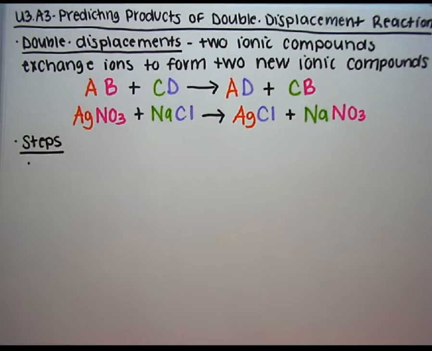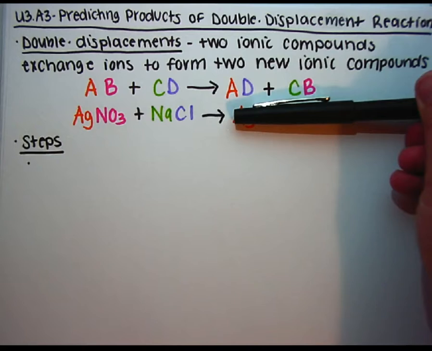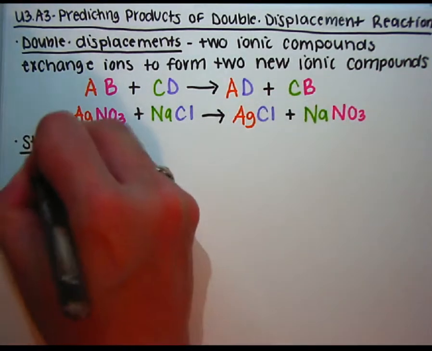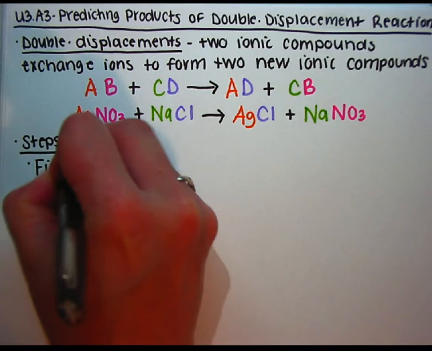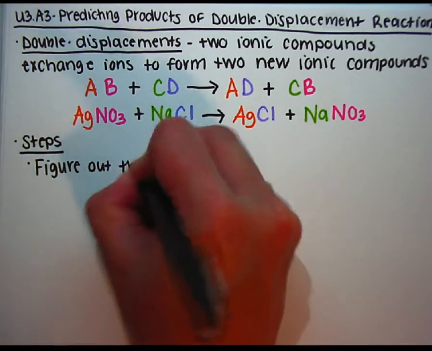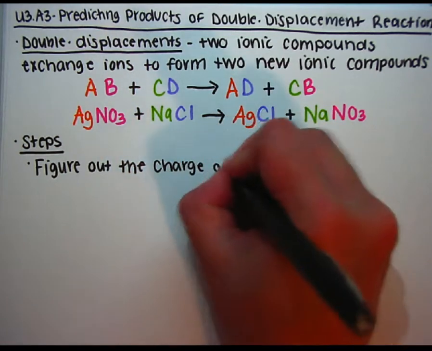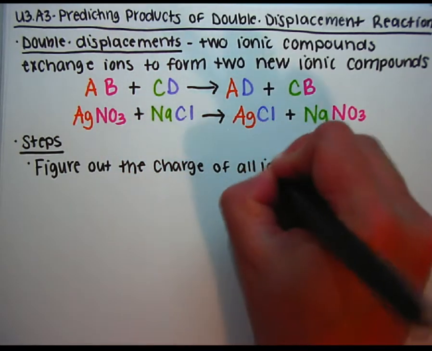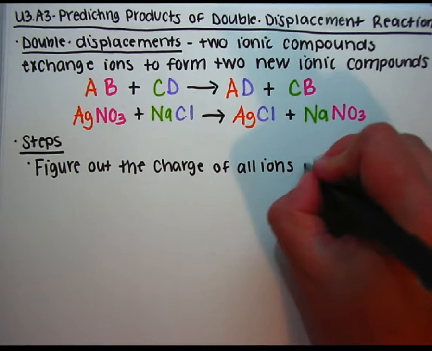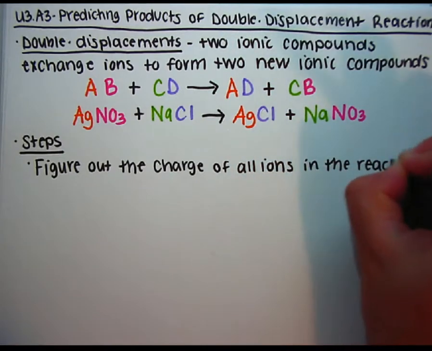Let's talk about how to predict products. What's going to happen is I will give you the left side of the arrow, the right side will be blank, and you need to predict those products. Step 1. Figure out the charge of all ions in the reactants.